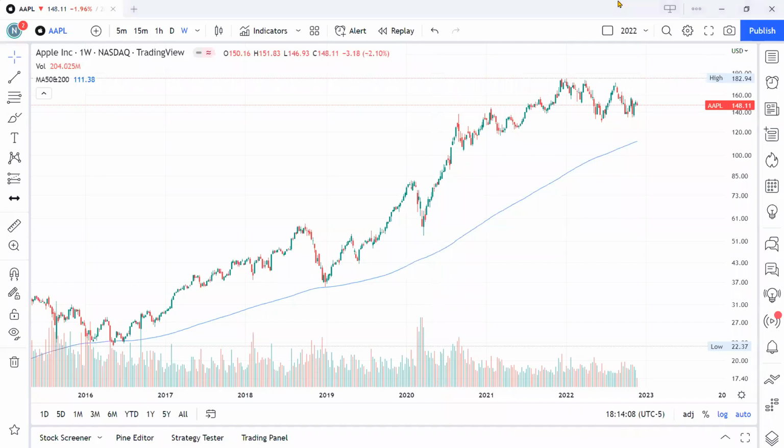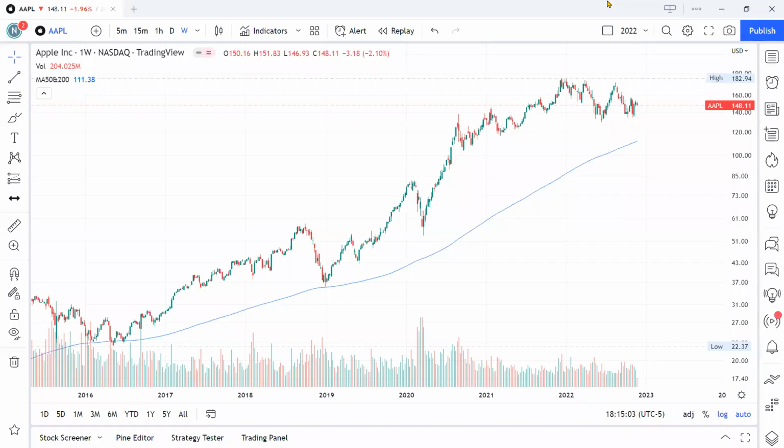Hi everyone. This is a technical analysis video on Apple. I wanted to see if we can get some trend lines drawn, horizontal support and resistance lines, and then determine whether Apple has further upside or downside in the weeks to come.